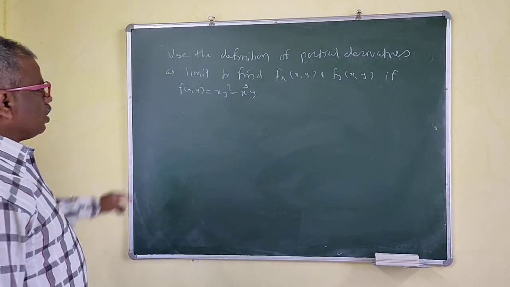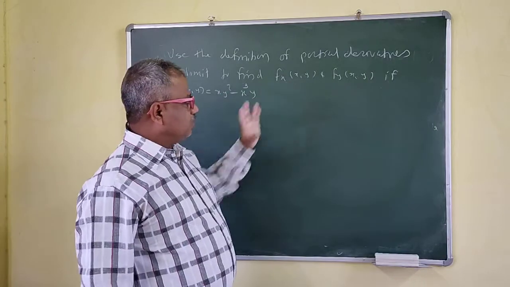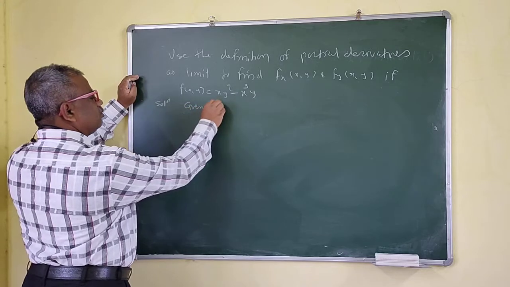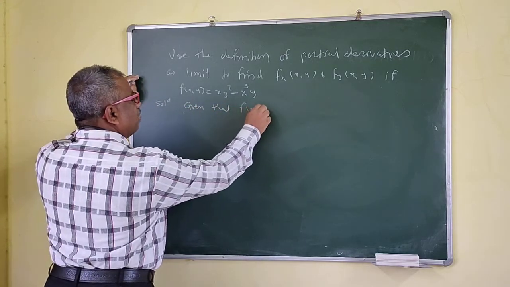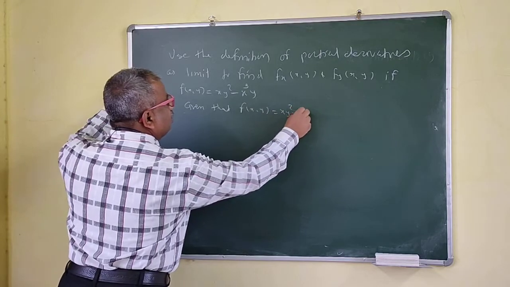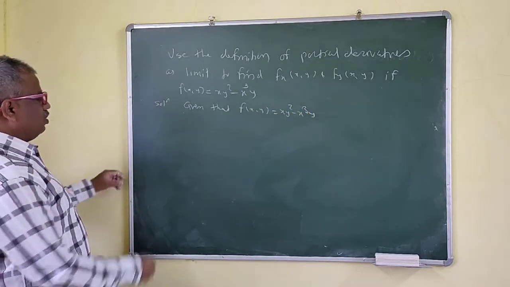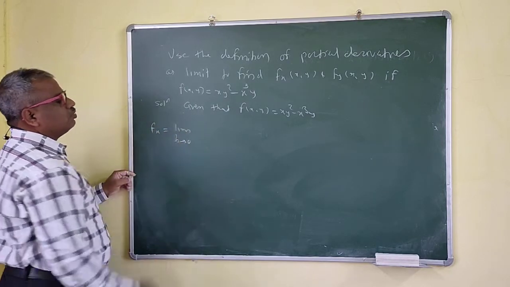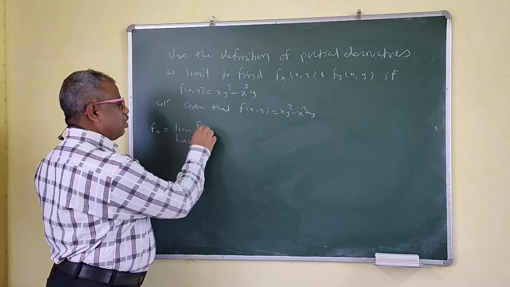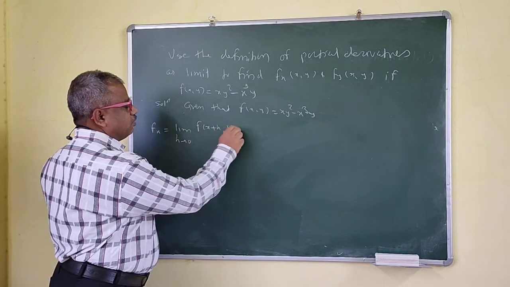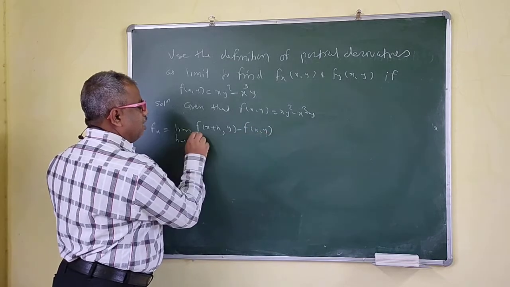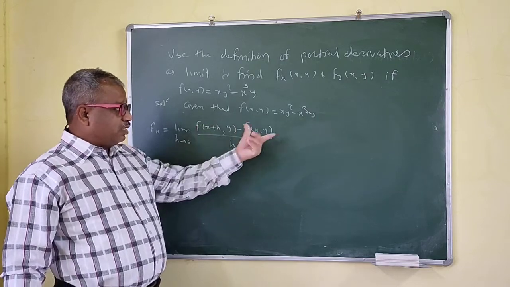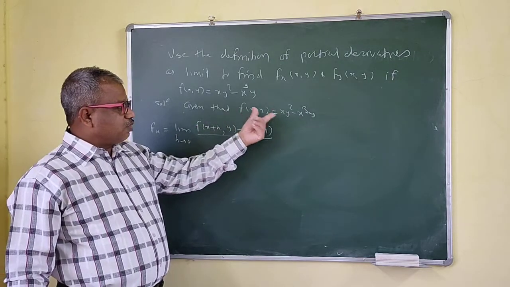Okay. So what you have to write? This is a two variable function. We'll apply the formula. Now solution. Given that f of xy is equal to xy square minus x cube y. Okay. So we write here fx. This is limit h tends to 0. So write the formula. f of x plus h y minus f of xy upon h. Put the value of this, right? f of x plus h y, and this is your f of xy.